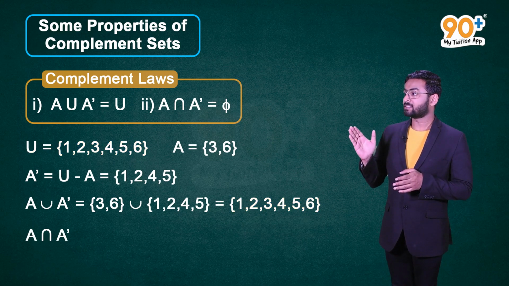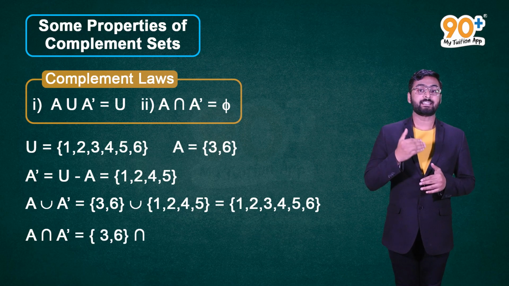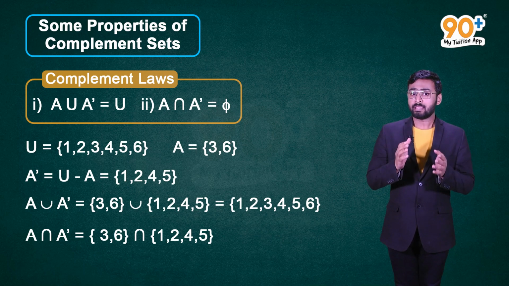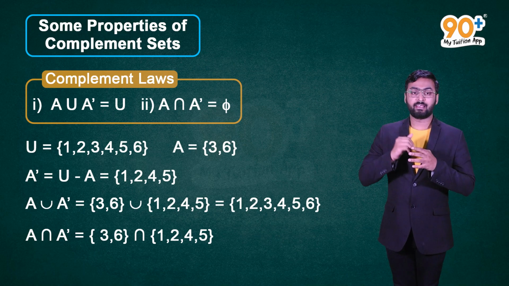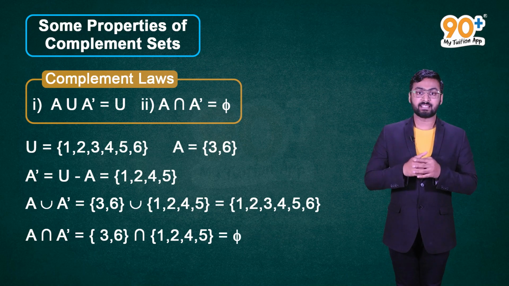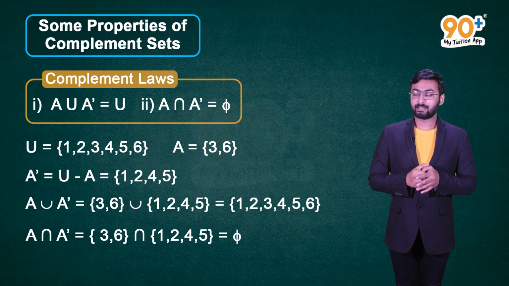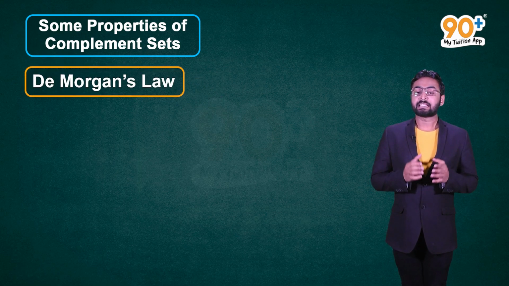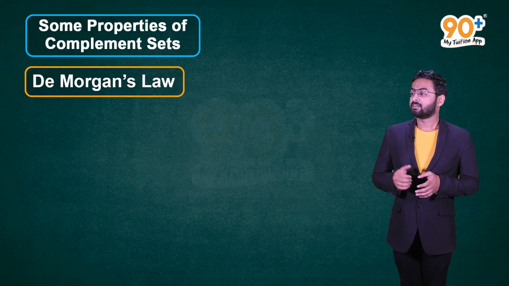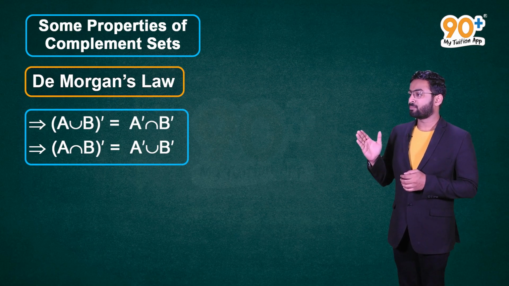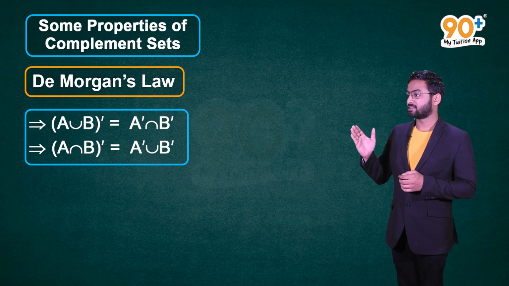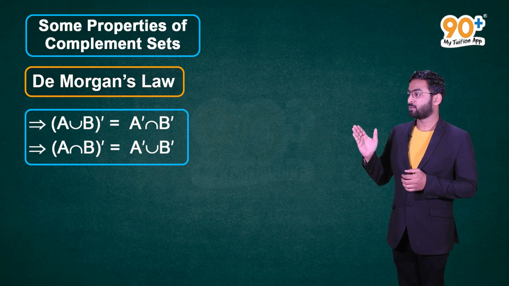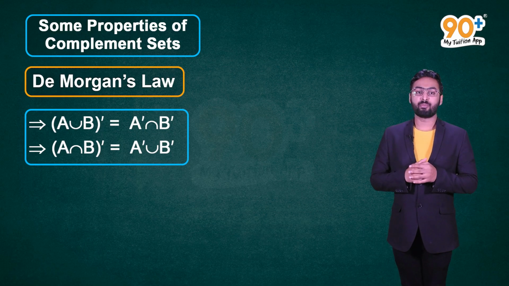Similarly, A intersection A complement will be the set of all the elements which are common to both A and A complement. Here we can see that there are no common elements, so this will be an empty set. From this we can say that both these laws are true. Next one is De Morgan's laws, the one that we saw previously. That is A union B whole complement is equal to A complement intersection B complement, and A intersection B whole complement is equal to A complement union B complement.